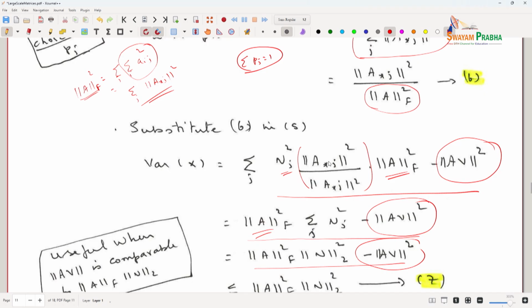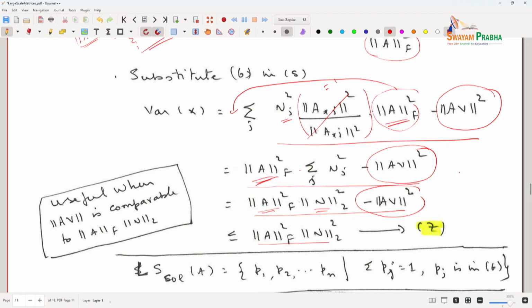So, this quantity now cancels, that is equal to 1. So, this is the constant that comes out of the summation. That is equal to the Frobenius norm times the summation of Vj square minus Av, the norm of Av square. So, this is the product of the Frobenius norm times the square of the 2 norm of V minus Av square.